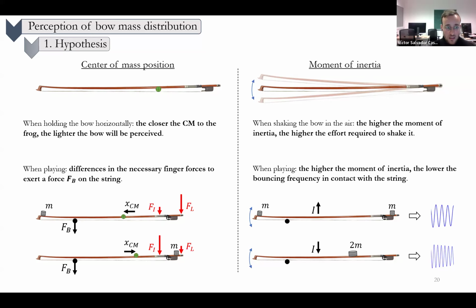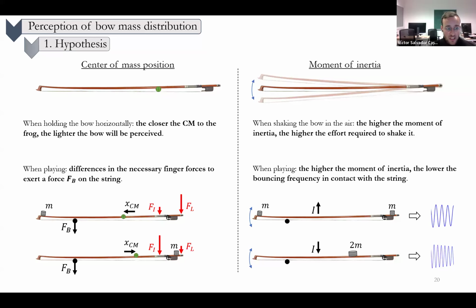And we see that the closer the center of mass to the frog, the lighter it will be perceived because of the moment of force of the weight. Since the center of mass is closer to the axis of rotation of the bow, this moment will be lower. And the effort to keep it horizontal will be also lower.